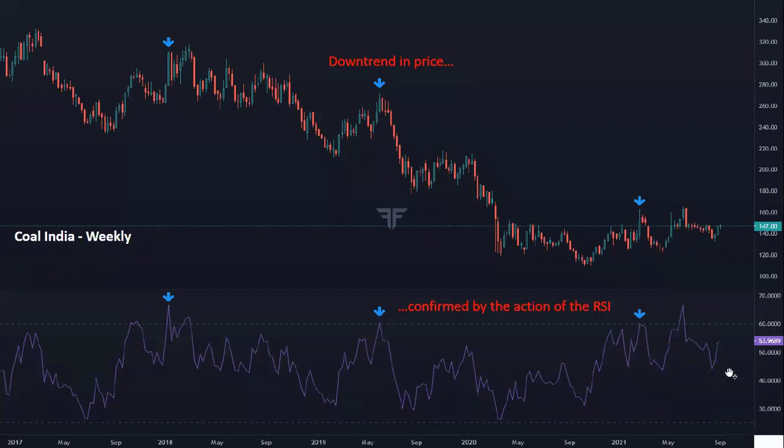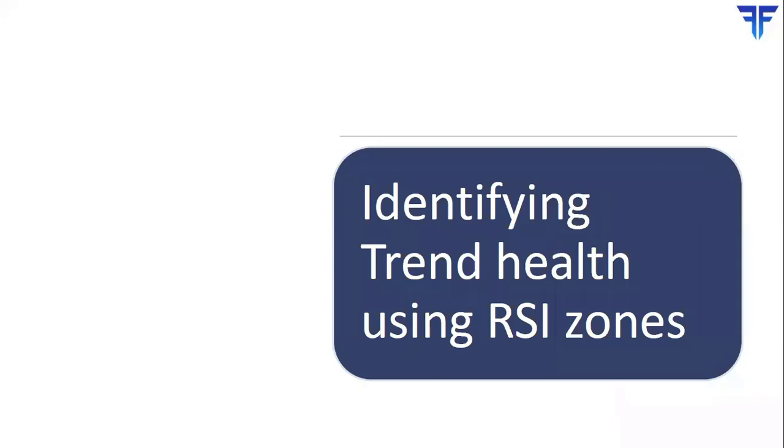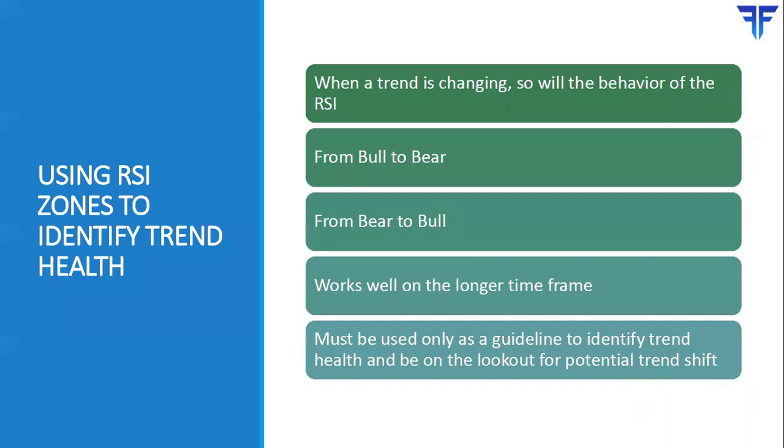So the RSI is telling you that there could be a potential zone shift happening, which tells you that the trend could be reversing, and that is what we'll talk about in the next section, which is to discuss how to use the RSI zone to identify whether a trend shift is happening or not, and to identify the health of the trend. So that is what we'll discuss in this final section of today's webinar.